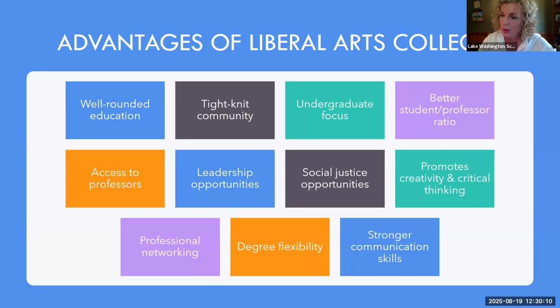Whereas at an undergraduate liberal arts college, because there's not a graduate school, if there is, it's usually like a law school or something like that. Anyways, we'll keep that in mind. You can have better relationships. You can get to know your professors much better. There's a lot of leadership opportunities. If social justice, helping underserved populations, equality, things like that is important to you, these type of campuses are great for that.